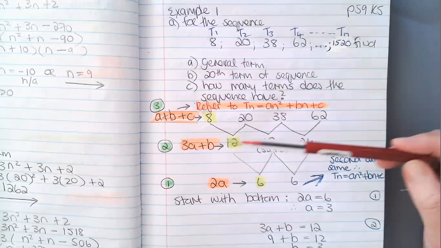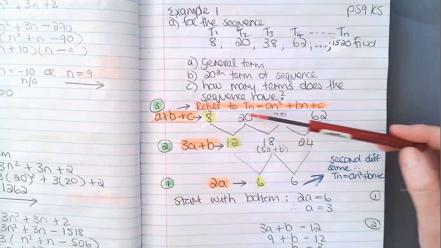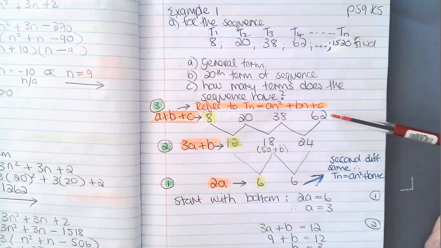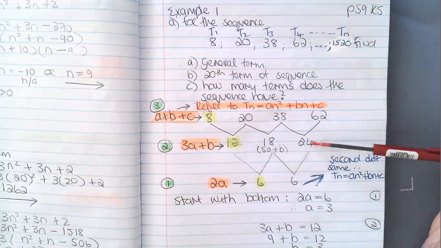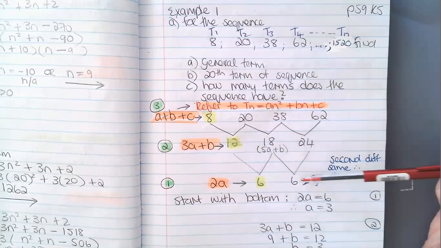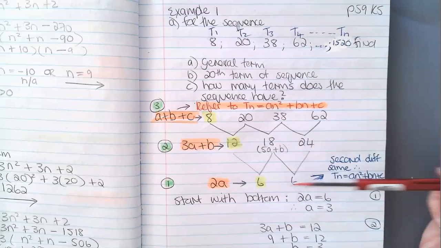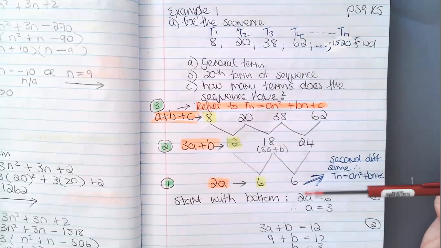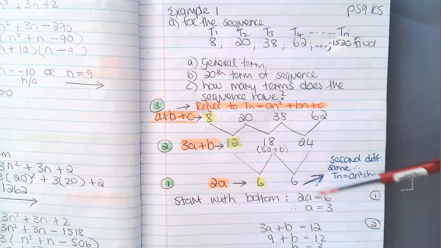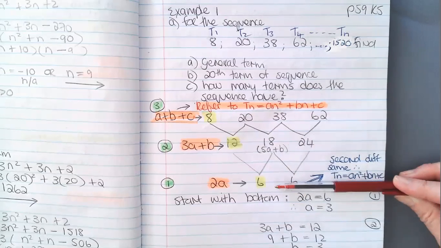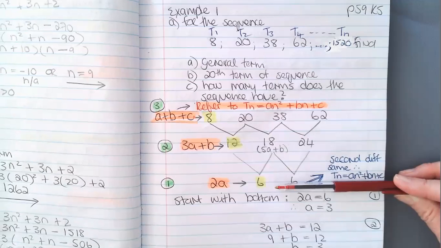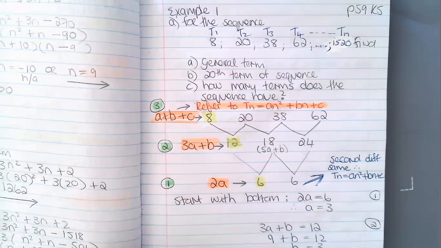So we first start with the sequence, then the first differences, and then the second differences. Then we see the second differences are the same, and that means our general formula is an squared plus bn plus c.